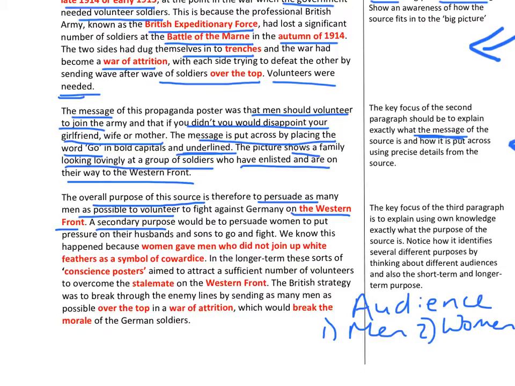We know this happened because women gave men white feathers. In the longer term, these sorts of conscience posters, that's what this propaganda poster is called, a conscience poster, good knowledge, put it in. Remember, you've got to show own knowledge. To attract a sufficient number of volunteers to overcome the stalemate on the Western Front. The British strategy was to break through the enemy lines by sending as many men as possible over the top in a war of attrition that would break the morale of the German soldiers.